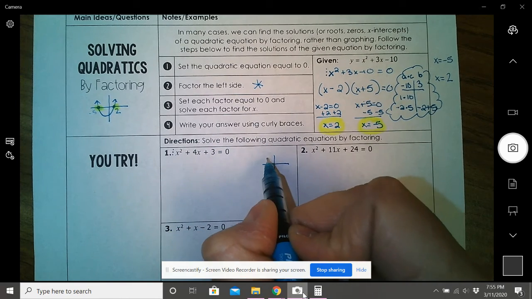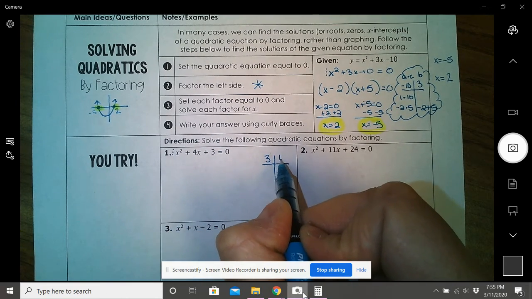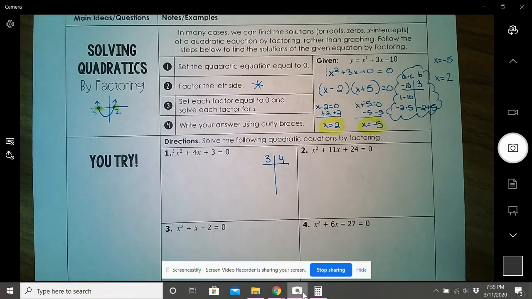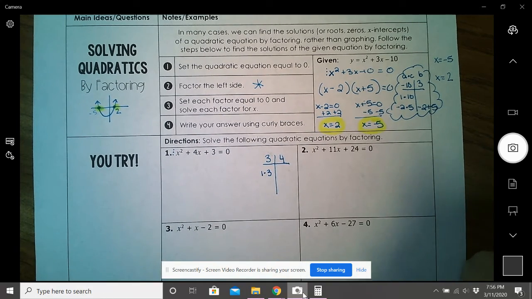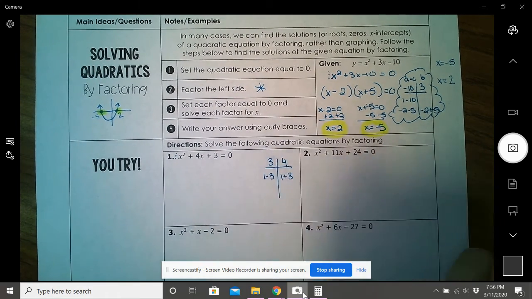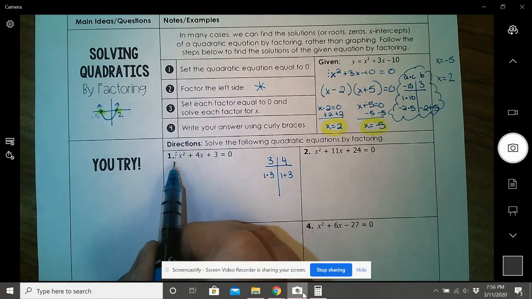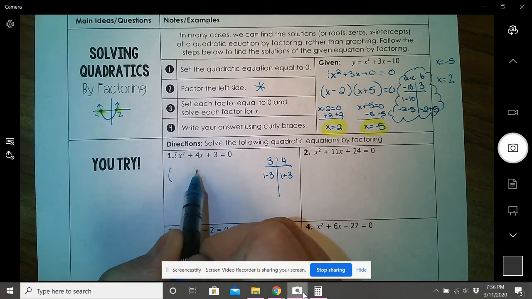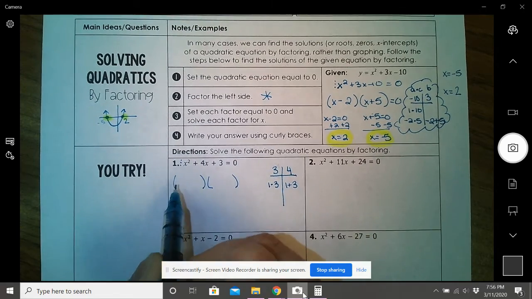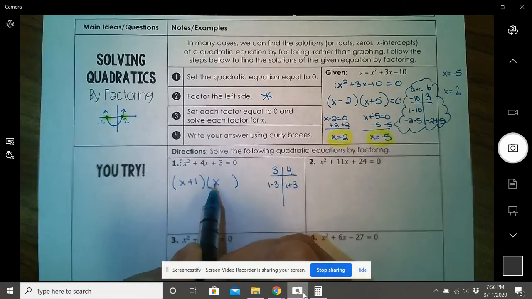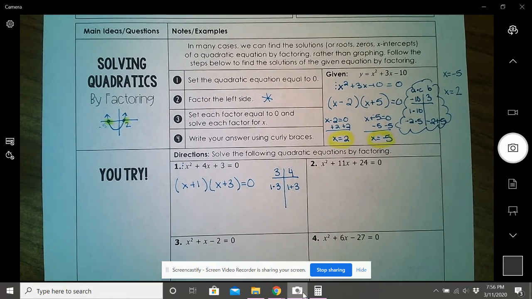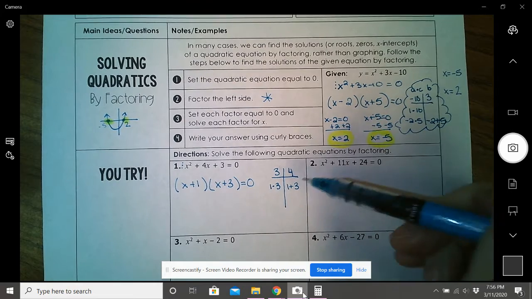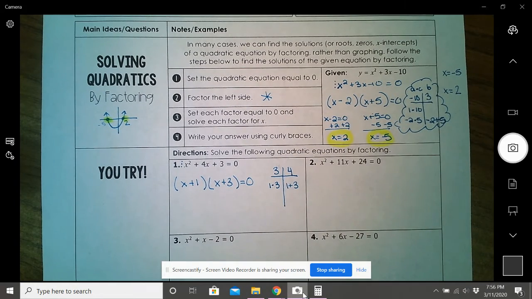A times C is 3 in this problem, and the B value is 4, so I'm multiplying for 3 but adding for 4. Man, it can't get much easier than that. Multiplying for 3 is just 1 times 3, and 1 plus 3 is 4. Because there's a 1 out front here, that's a shortcut problem. So I can go straight to my factors of x plus 1 and x plus 3. The factoring is done. That is quick. And if you can do this in your head, it's even quicker.